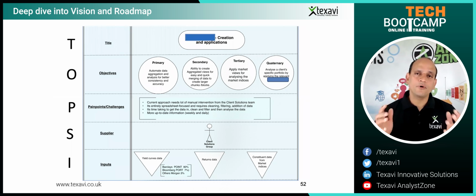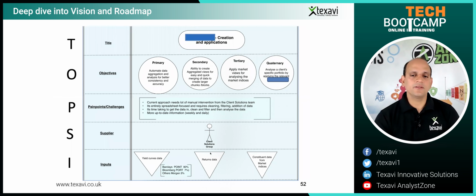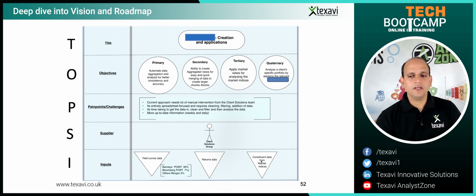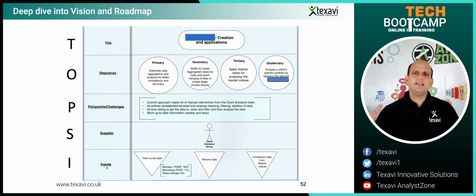So those are the problems, the challenges that this bank had been suffering with, and we've identified who the suppliers are. Basically, we need to identify all the potential suppliers of information or data, and then the inputs. There are different inputs to this. The data comes from yield curves data, from other applications like Barclays Point, which are third-party applications. Then there is returns data, which is stored in some other system, and then third-party data called constituent data. So you see that the data is coming in from different sources, and you need to identify that.